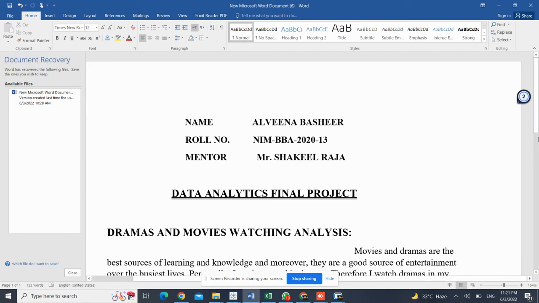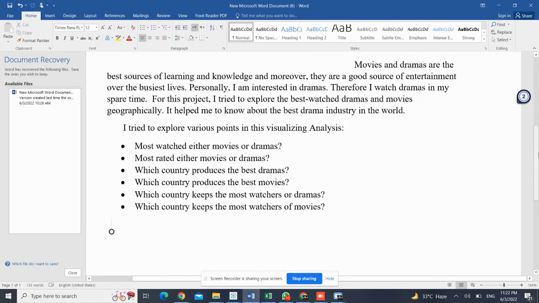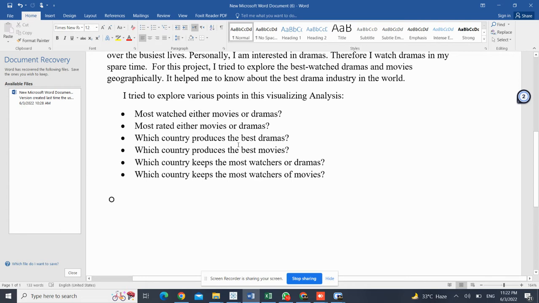One day I was most curious about the most watched dramas, which country is producing the best dramas or the best movies, and which country's dramas are watched the most. For such questions I wrote up my confusions as questions, and tried to visualize my analysis through Tableau. For the most watched and most rated movies or dramas, and which country produces them, I used these points or questions for my Tableau analysis.